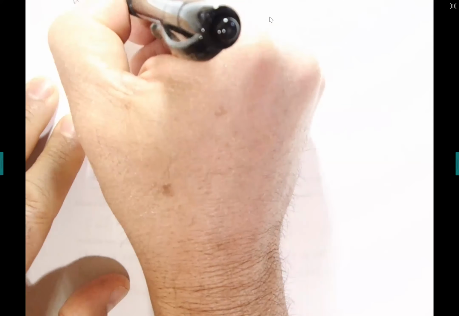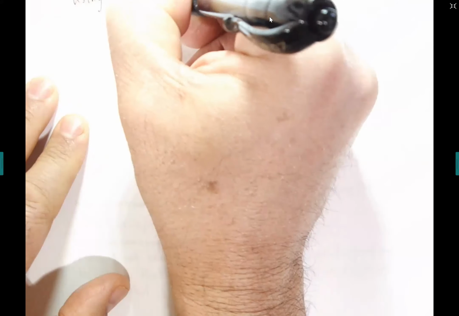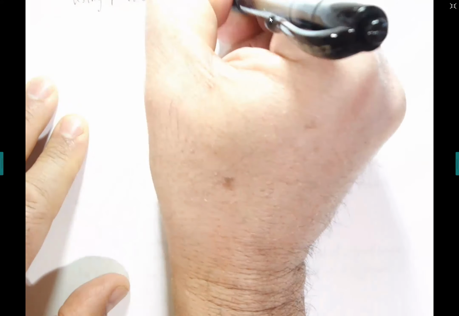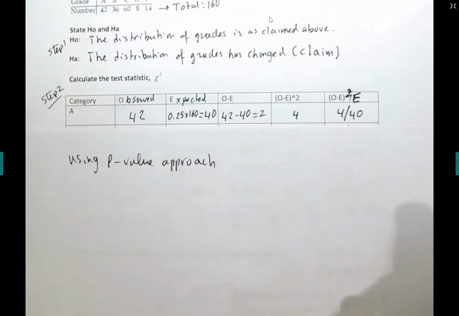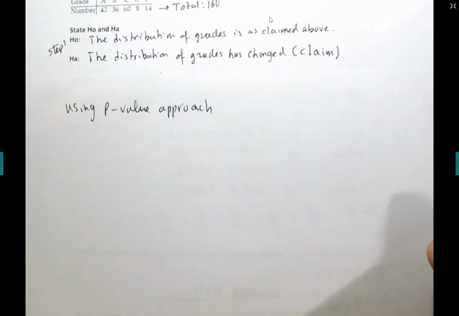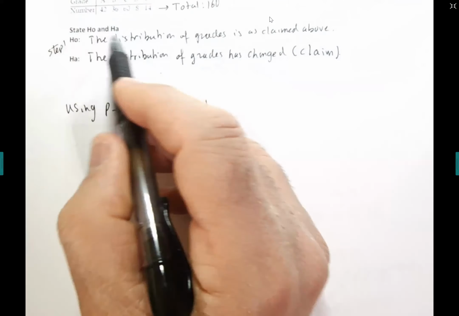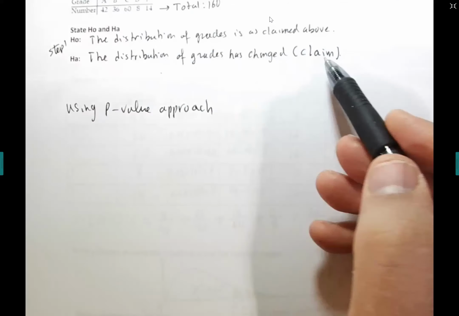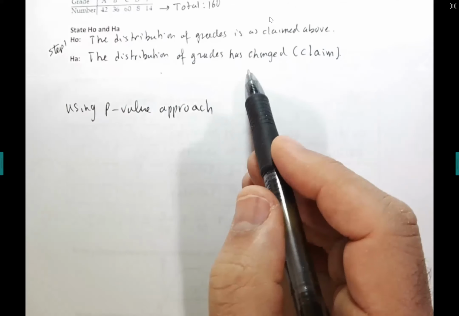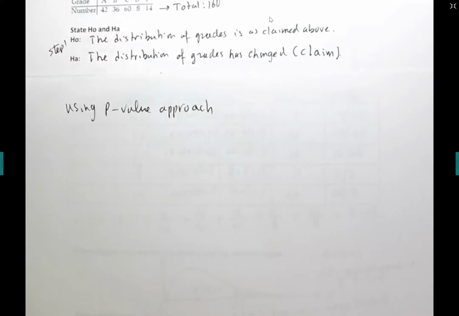Using p-value approach. Let me project this one right here. Okay, guys, the first step, whether you use a p-value or a critical value, you would have to state the same hypotheses. The distribution of grades is as claimed above, the distribution of grades is not as claimed above, or you can say has changed. Either one is acceptable, guys.